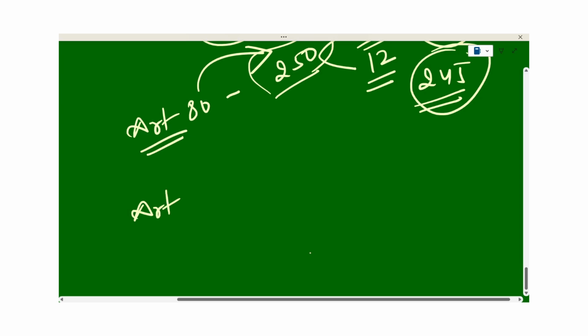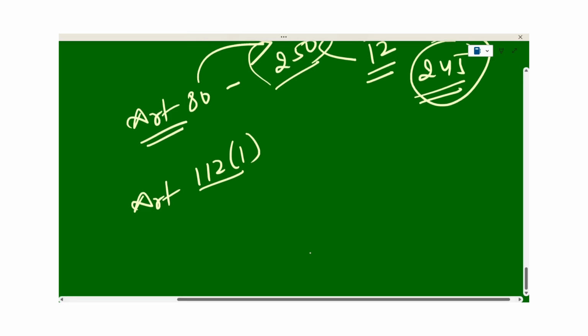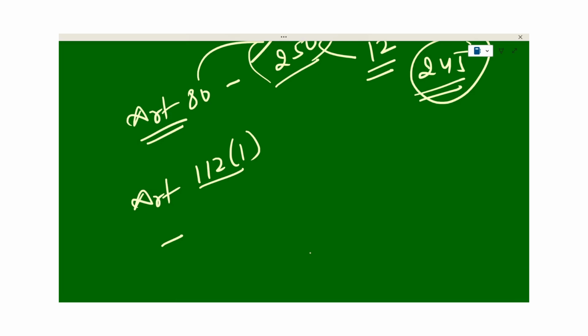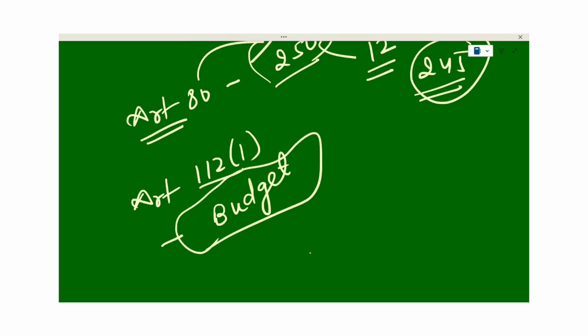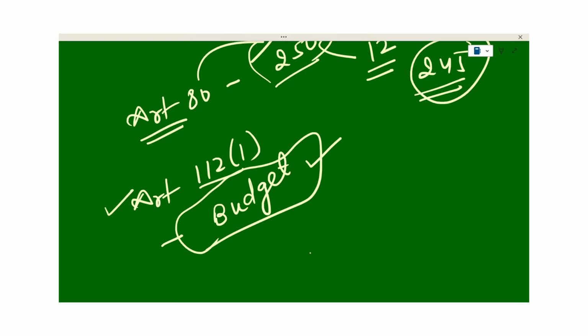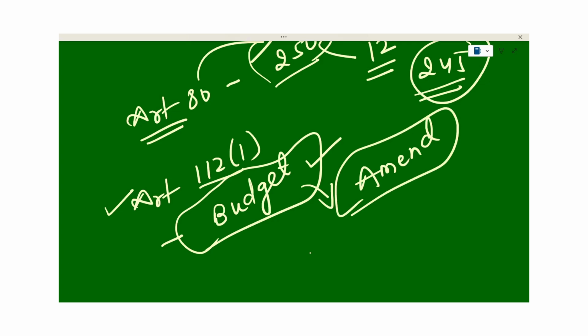Then let's talk about Article 112, Section 1, which gives Rajya Sabha the same power as Lok Sabha in the matters of receiving the annual financial statement or budget. So in budget discussion, budget reading, and budget reception, Rajya Sabha has equal power, but yes, Rajya Sabha cannot amend the sections of the budget.